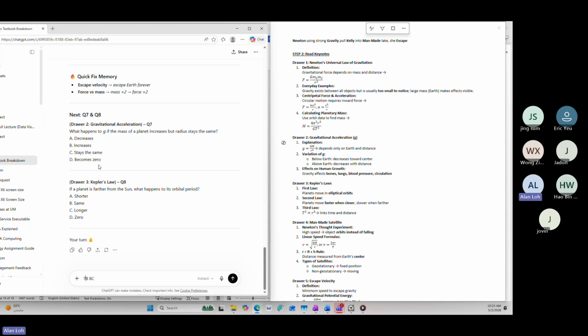Why, Kevin? Let's see. Stay the same. Okay, if you look at this formula, what happens to the g if the mass M increases and R stays the same? So g will increase if M increases, right? So it will not stay the same. It will increase. So the answer is B and C.